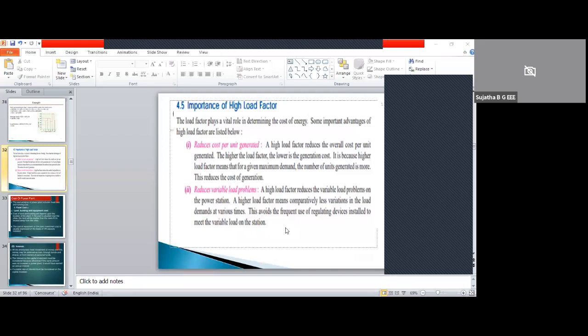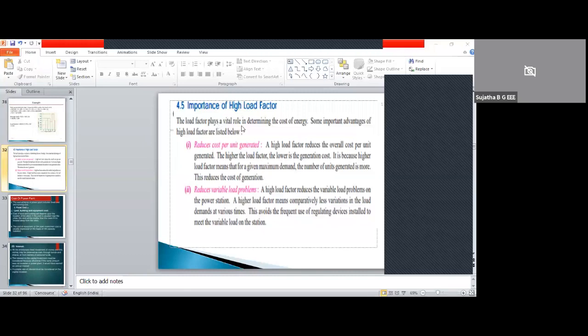Average load on the station should be more, because the system is ready to generate maximum units, maximum energy, but we are not using it; we are imposing very little load on the station. So average load should be high. So this is the importance of high load factor.